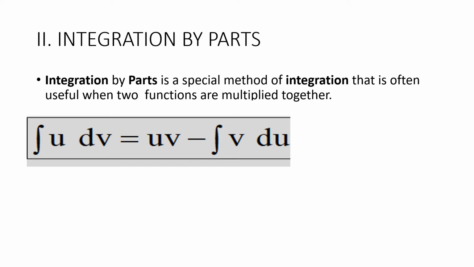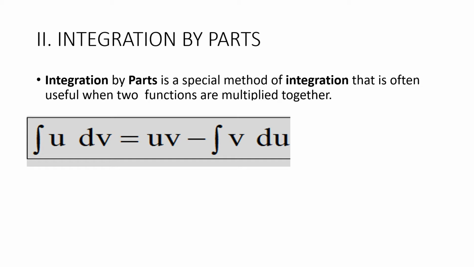Hello students, in this lesson we are going to talk about integration by parts. It is the second method of integration. Integration by parts is a special method of integration that is often useful when two functions are multiplied together. This is the formula: the integral of u dv is equal to uv minus the integral of v du.